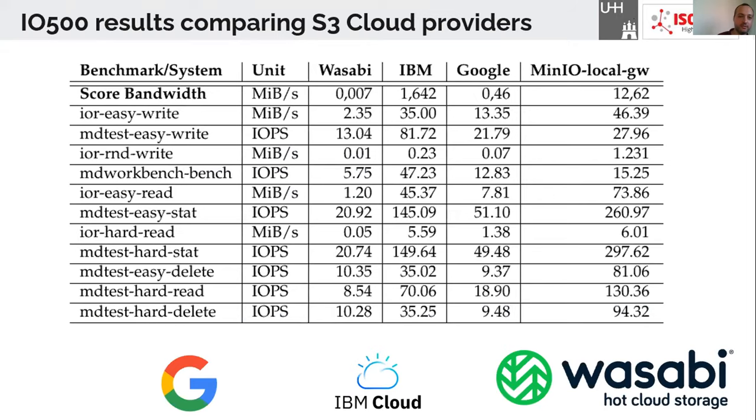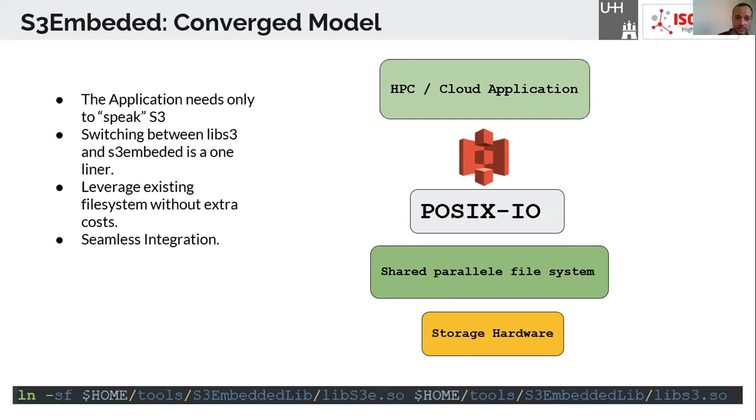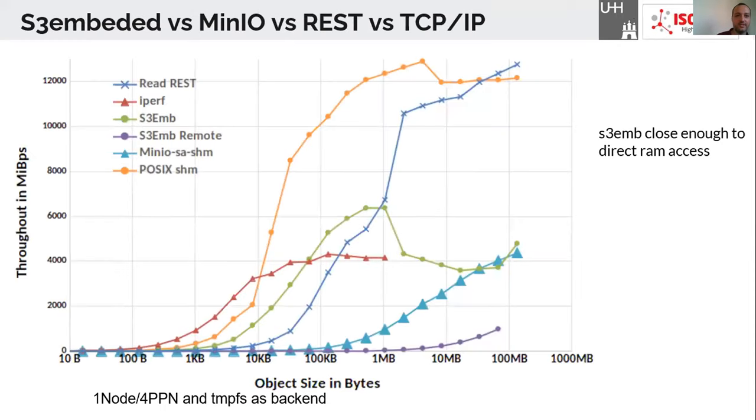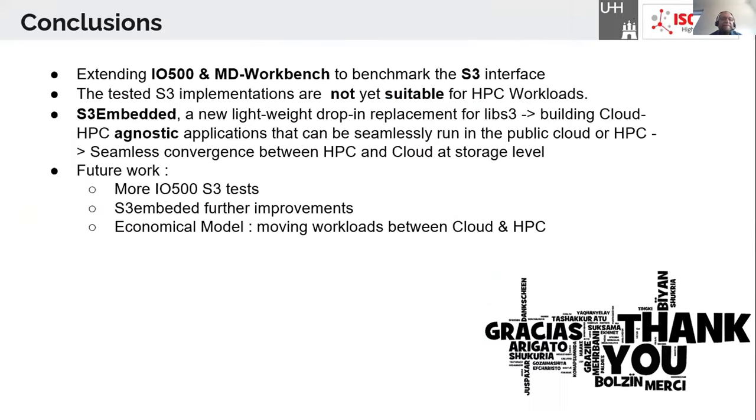IBM gave the best performance; those tests were also done on Mistral. And this is the S3 embedded library that we implemented for Lustre. This is a library wrapper that converts libs3 code to POSIX calls. And this is our view of a converged model. If every application, in HPC and cloud, can talk S3, then with one line we are able to move the application to the cloud or to HPC. And these are the other results of the embedded versus Minio versus S3. Okay, that's it. Thank you.